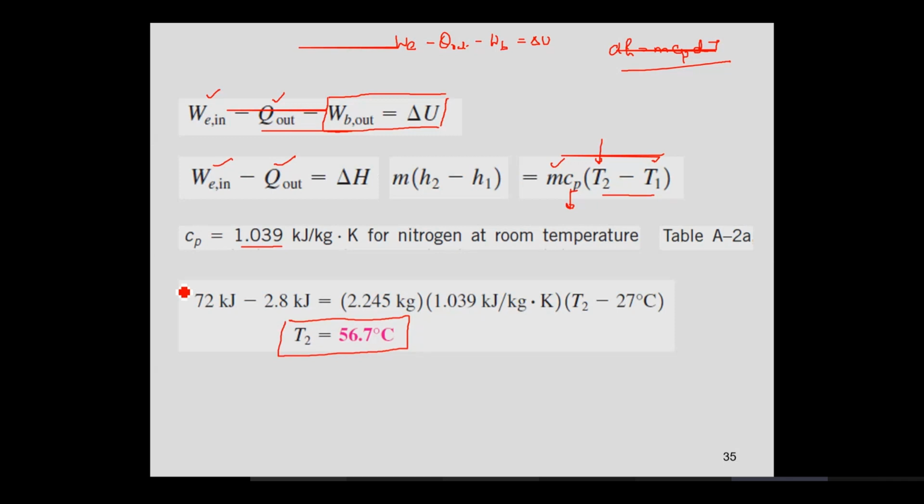Is it clear? Yes, yes, sir. All right. Moving on, you have the second example.